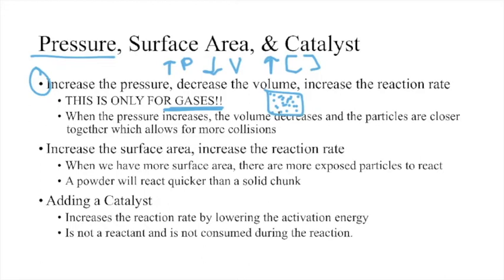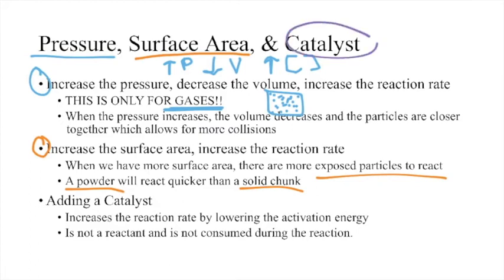Right? And then we have our surface area, right? This guy here. So when we increase the surface area, we increase the reaction rate. This is because we now have more particles exposed to react. So a fine powder will react quicker than a solid chunk, right? Ooh, I'm dropping things here. So if we had like powdered zinc or powdered magnesium versus a chunk of zinc or a chunk of magnesium, the powder is going to react so much faster. The solid chunk is still going to react, but will react a lot slower than the powder.